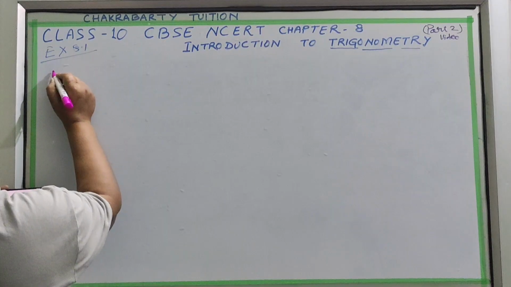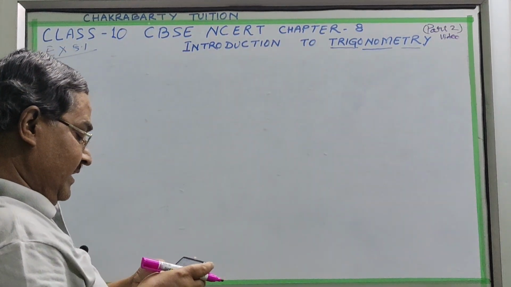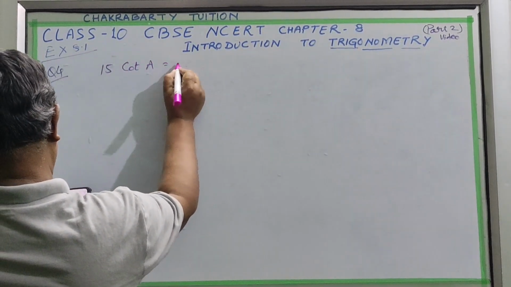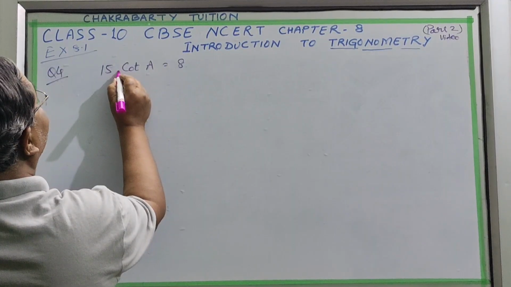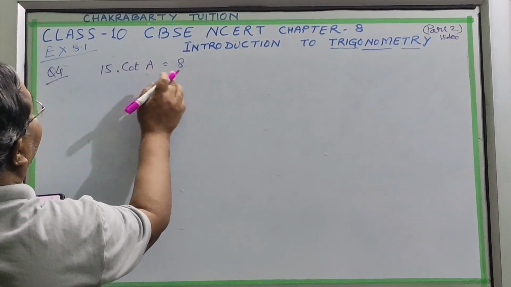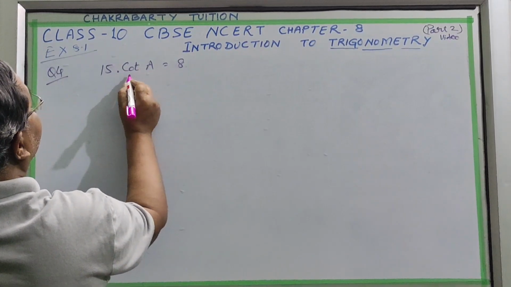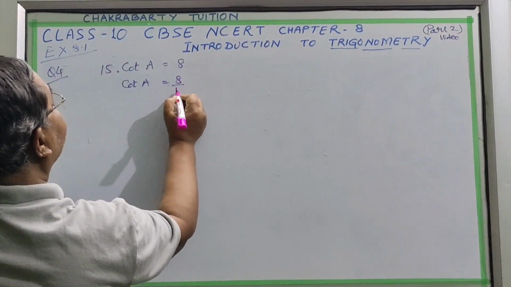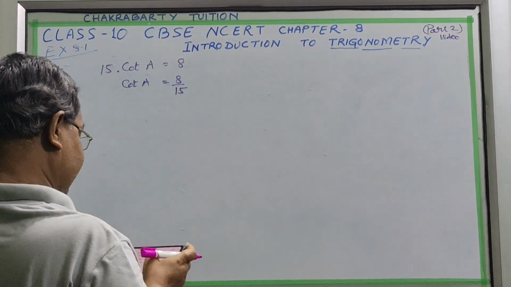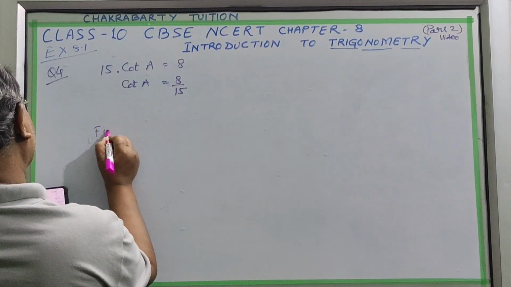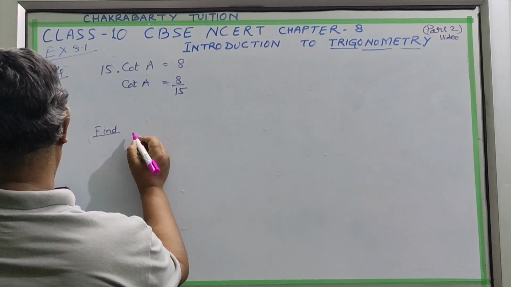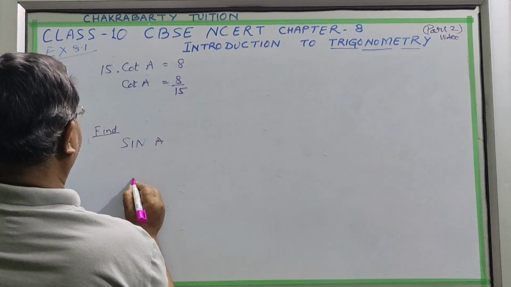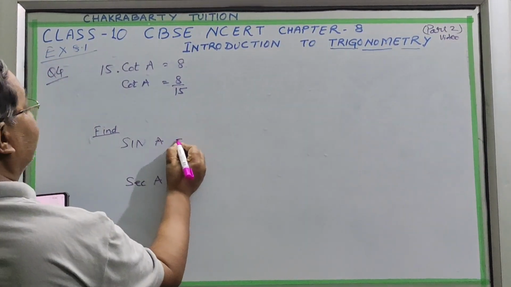So here, question number 4. Given cot A is equal to 8 upon 15. Because the multiply sign is hidden, 15 will go to the below side, so cot A we can write as 8 upon 15. You have to find sin A and sec A.